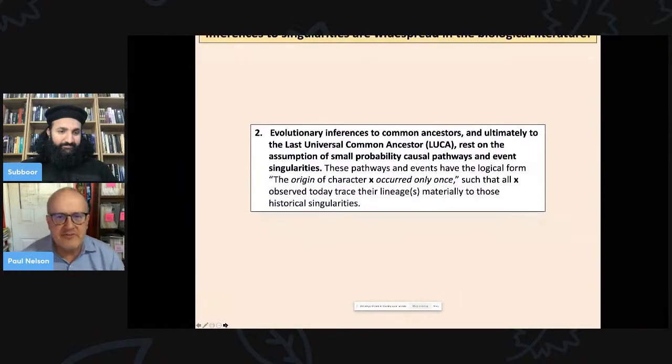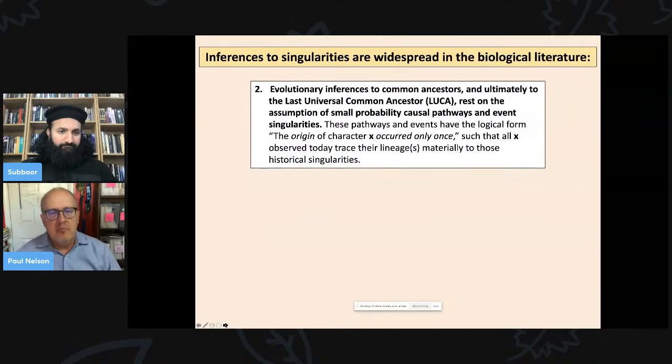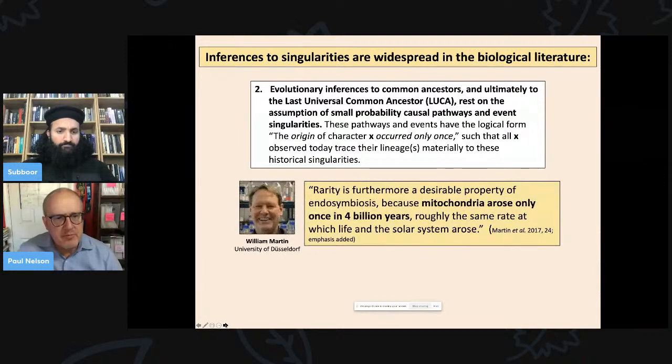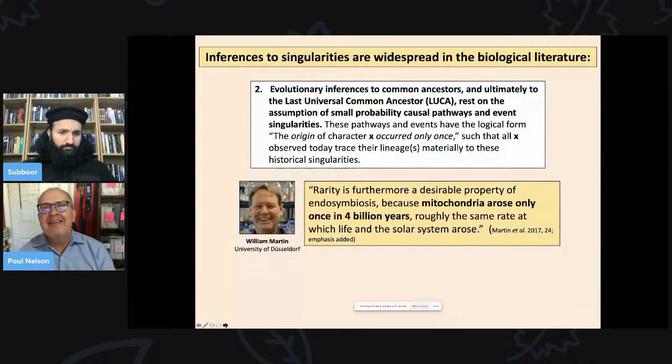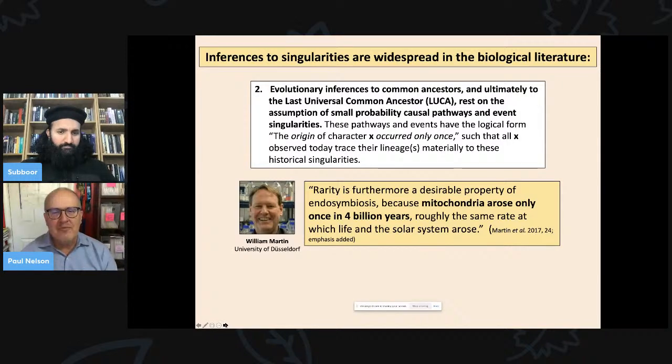Okay, let's look at this one. These modes of reasoning, as I've indicated, are widespread in the biological literature. So let me give you an example. Here's William Martin, an outspoken, very feisty researcher in Dusseldorf, although he is an American citizen, but he works in Germany. I love reading his papers because he's very funny and he writes well and he thinks hard about interesting problems.